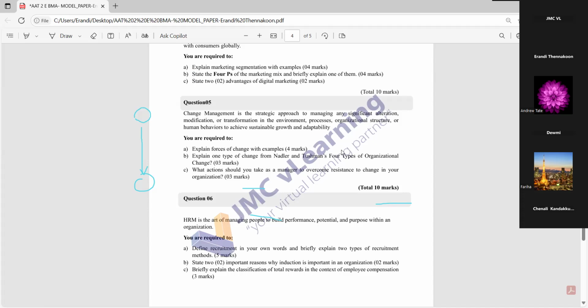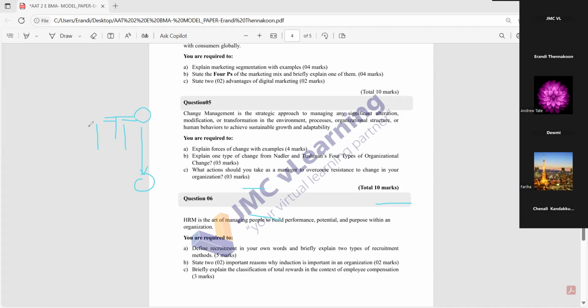Divide this into two, if a question like this comes. Right? So here, forces of change, we can divide into two, right? So you can use a table here, right? You can divide this into two. This side for external factors, this side for internal factors. And then you can write all the external factors here and all the internal factors here.